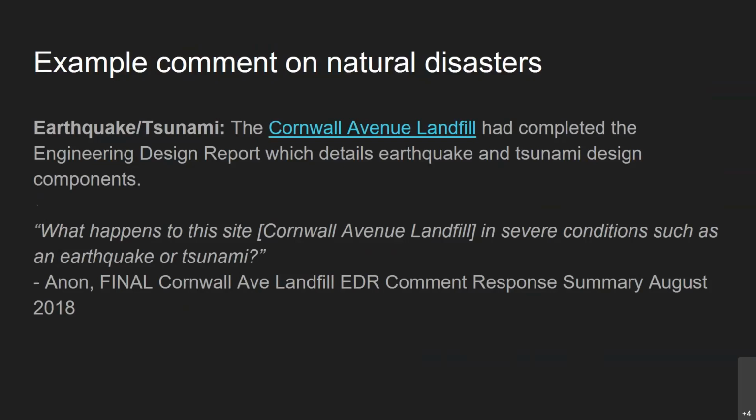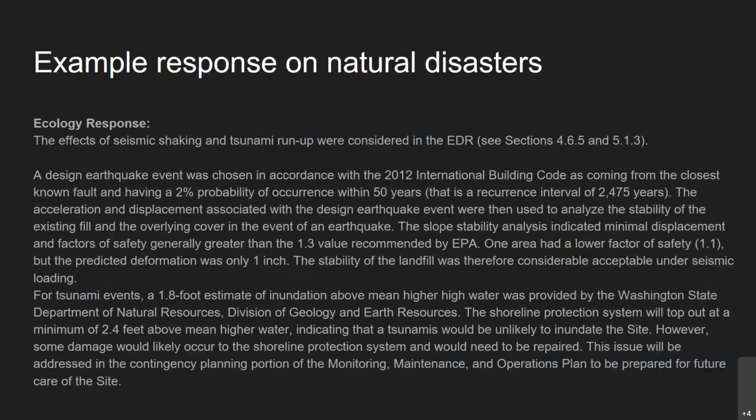Then the response on this one separately addressed the earthquake in the second paragraph, and then in the third paragraph, tsunamis, and what they actually do for those. Those are perfectly valid questions to have and to raise, and Ecology will address them.